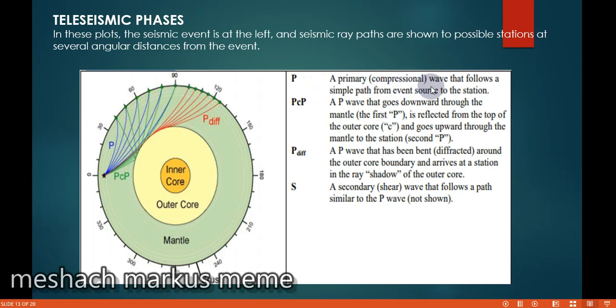Okay, in this case we look at P here. They said a primary compressional wave that follows a simple path from event source to the station. And if we look at PcP, a P wave that goes downward through the mantle, the first P is the one that goes through the mantle, then is reflected from the top of the outer core, that is c, and goes upward through the mantle to the station. While if we look at this Pdiff, we also look at a P wave that has been bent, that is diffracted around the outer core boundary and arrives at a station in the ray shadow of the outer core.